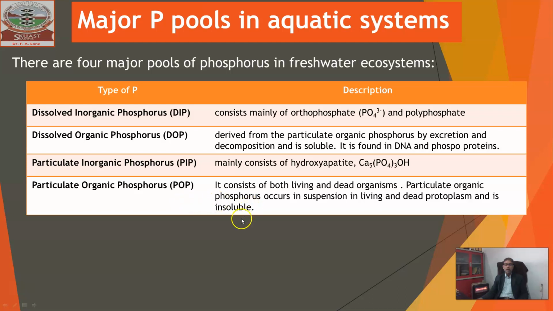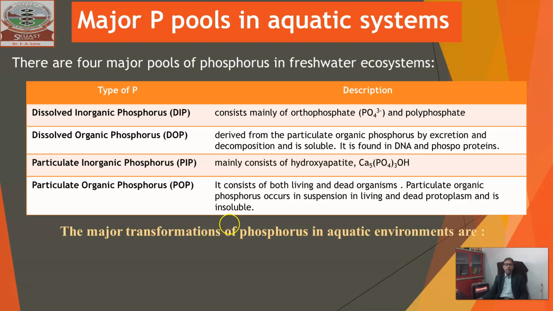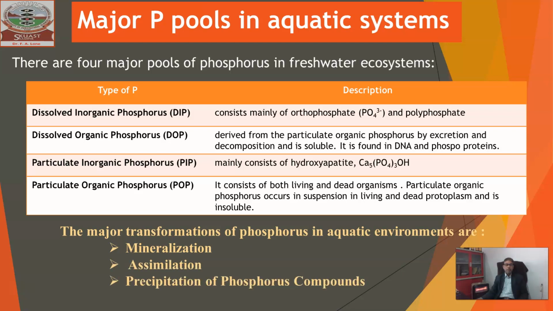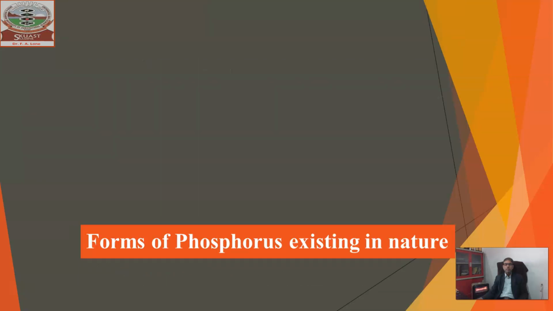It consists of both living and dead organisms. Particulate organic phosphorus occurs in suspension in living and dead protoplasm and is insoluble. And the major transformations of phosphorus in the aquatic environment are mineralization, then assimilation, precipitation of phosphorus compounds, and then the microbial solubilization of insoluble forms of phosphorus. So these are the major pools of phosphorus in the aquatic ecosystem.